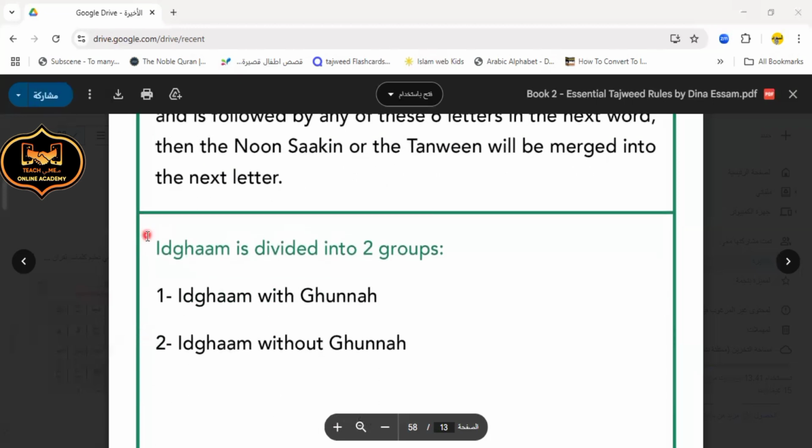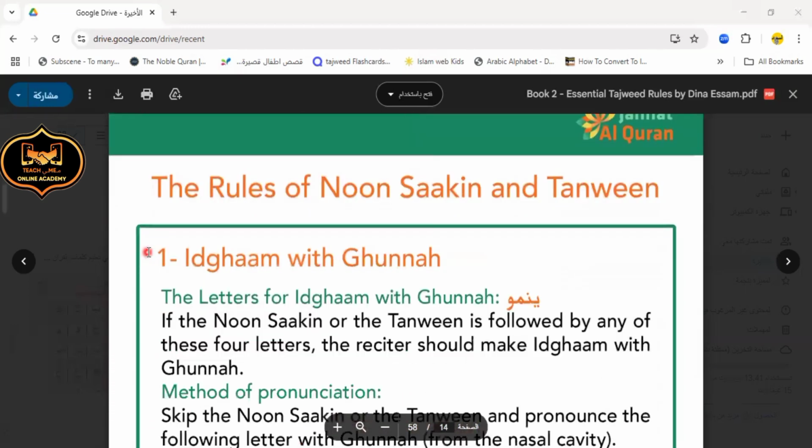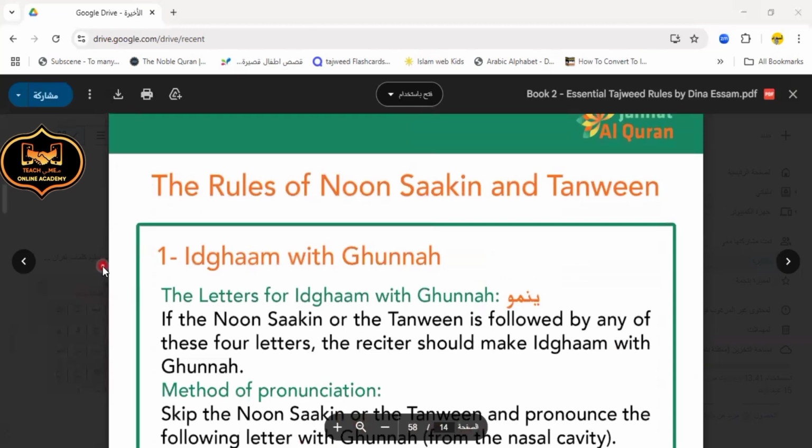Okay, we have here two divisions for idgham. The first one is idgham with ghunnah. The second one is idgham without ghunnah. Today, inshallah, we are gonna talk about the first type of idgham. It's idgham with ghunnah. So from its name, we will make ghunnah with this kind.